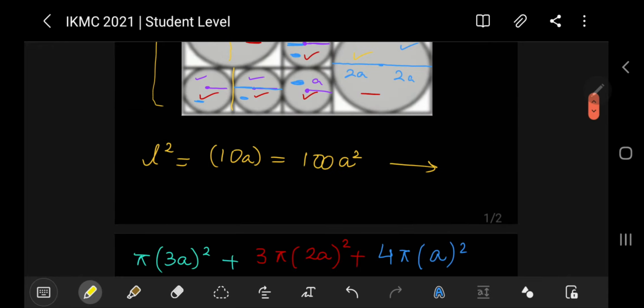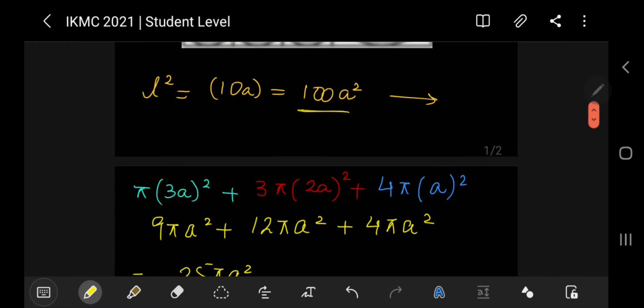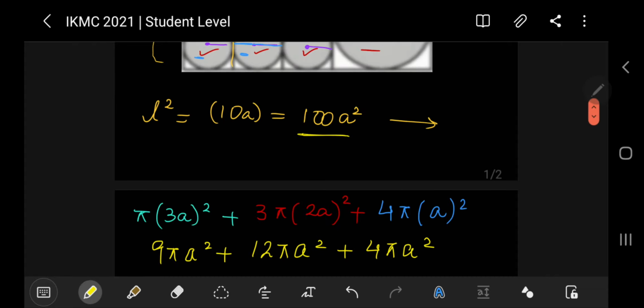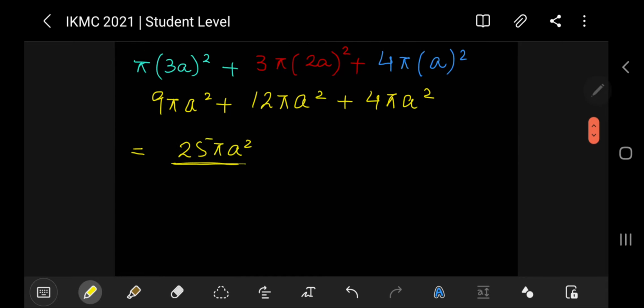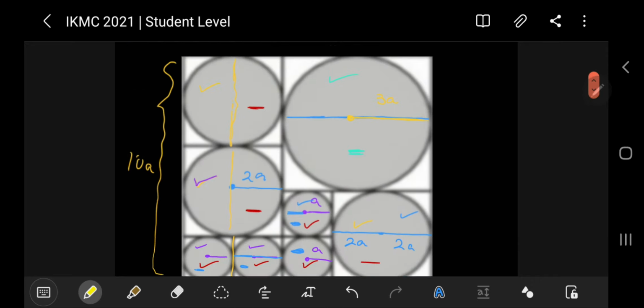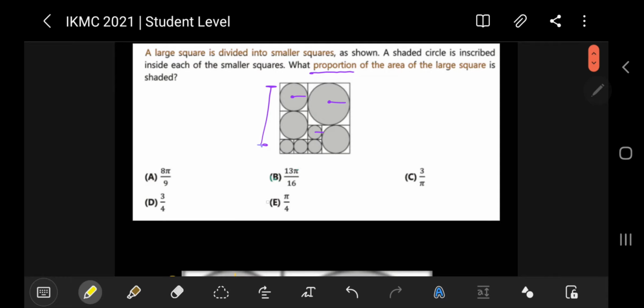And this thing is the total area. Let's find out the proportion then. We need to divide this thing by this thing. So 25 pi a squared all over 100 a squared. The a squared cancels, and this will be pi by 4. So let's see which options match. So the answer should be E. E is the correct answer.